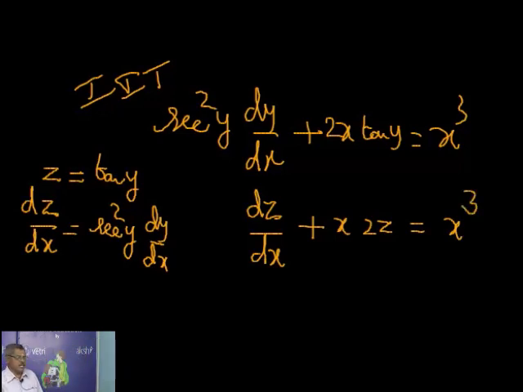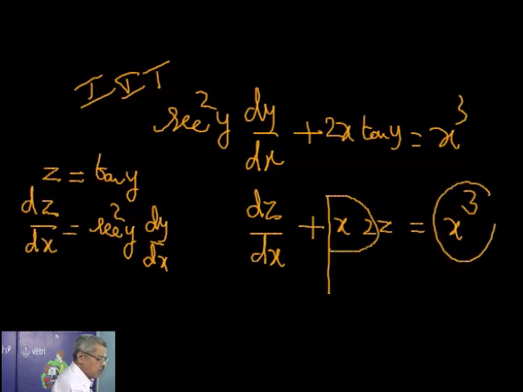So dz by dx plus 2x z is equal to x cube. It's a linear equation in z where p and q are functions of the independent variable x, or constants. In this case, both are functions of x. It satisfies all our requirements.